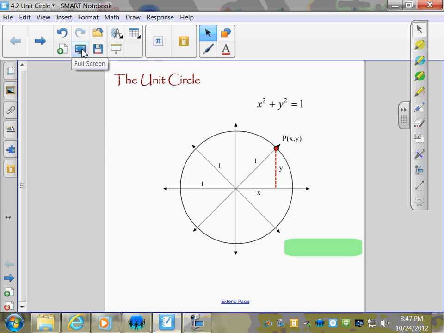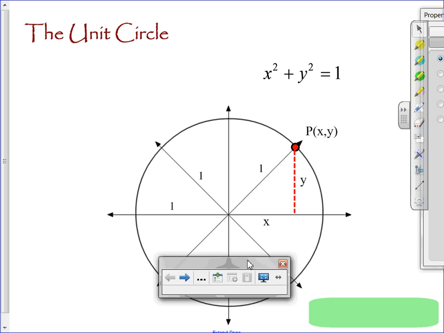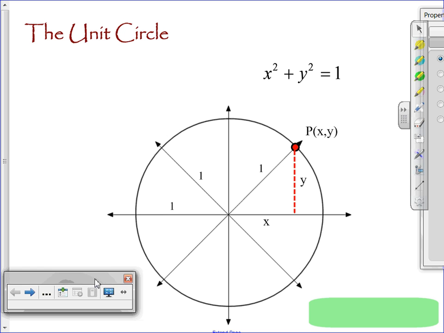Okay, today we are going to look at the unit circle, which is in section 4.2 of your textbook. The unit circle is something that we're going to be using a lot. A unit circle is a circle that has a radius of 1.